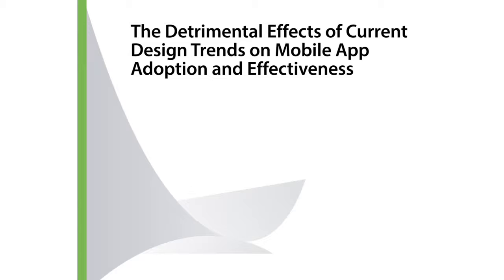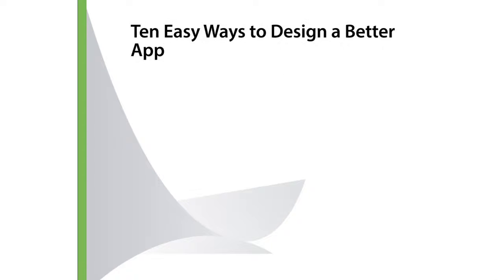But just because your white paper might provide data and be more academic in tone, it doesn't mean you should force an academic sounding title onto it. It doesn't have to be written like a medical journal. Think about it. Would you rather read a white paper called The Detrimental Effects of Current Design Trends on Mobile App Adoption and Effectiveness? I almost fell asleep. Or 10 Easy Ways to Design a Better App?